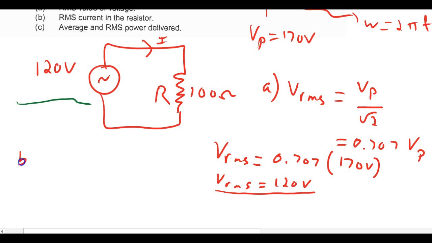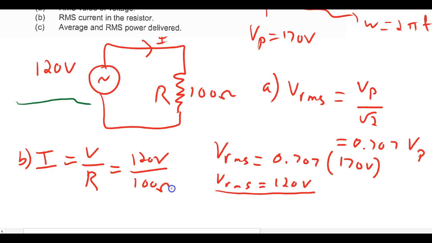Now part B asks us for the RMS current in the resistor. By Ohm's law, I equals V divided by R. We have 120 volts RMS divided by 100 ohms, says that the RMS current in the resistor then is 1.2 amps.